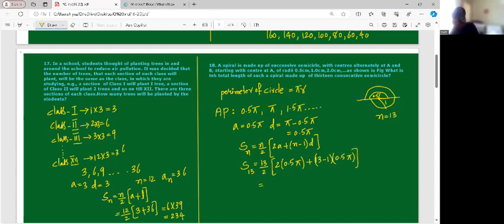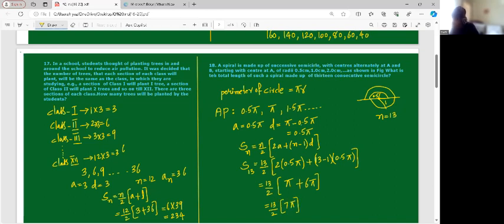This is equal to 13 divided by 2 into 0.5 into 2. How much? It's pi only, no? 1 pi. Plus, this is 13 minus 1, which is 12. 12 into 0.5 is 6 pi. This is 13 divided by 2 into 6 pi plus pi, it becomes what?